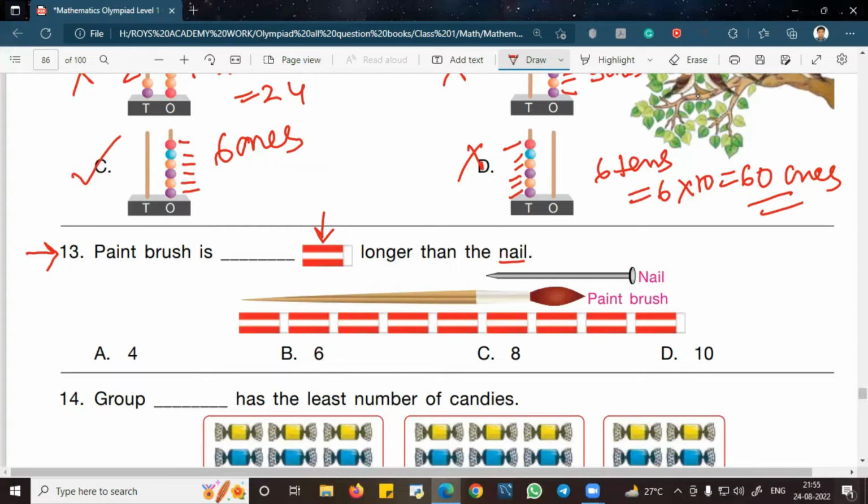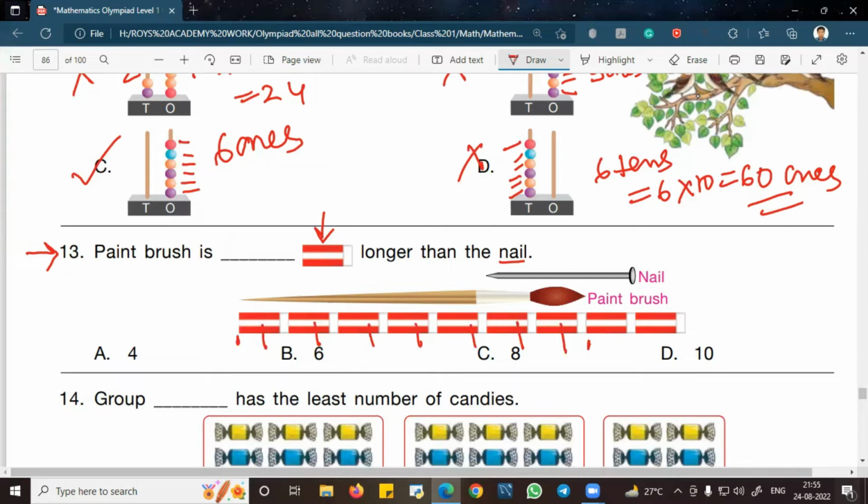So we can see up to this point, to this point, we measured here the length of the paintbrush. That's why we got 1, 2, 3, 4, 5, 6, and 7. So we got 7 erasers to measure the paintbrush. Okay, so now we have to just count, for the nail, how many erasers there are.